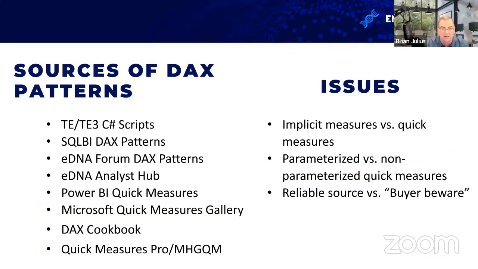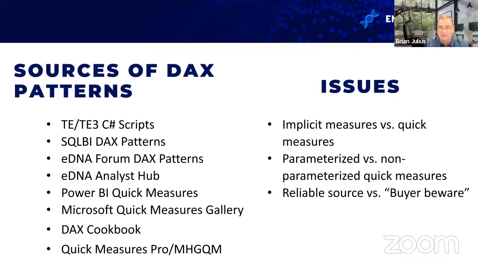There are some issues in looking at all of these sources. One of which is when we talk about quick measures, a lot of people say, well, I thought you shouldn't use quick measures. There's sometimes a confusion between quick measures and implicit measures. Implicit measures in Power BI are just in the field list. If you click on the field, it's got the ability to do sums or averages or mins or maxes right in the field list. Those are implicit measures, and my recommendation is to forget those ever exist and never use those. I think there are all sorts of problems with that, one of which being that it's often not clear that those measures are in play.